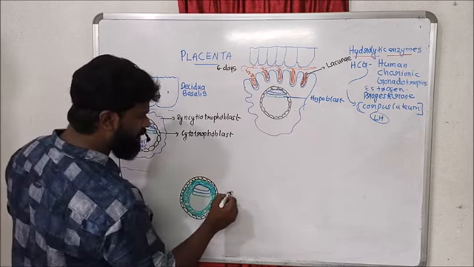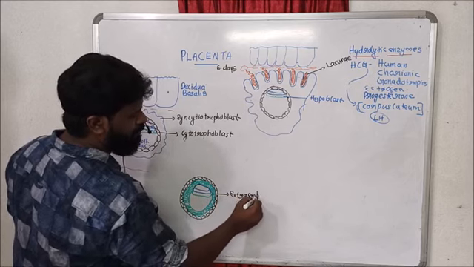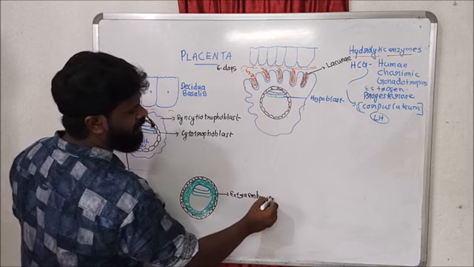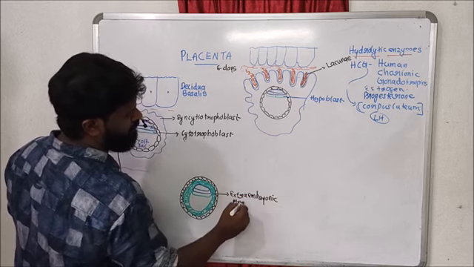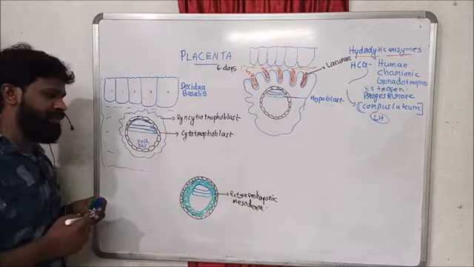This hypoblast produces some tissues inner to the cytotrophoblast, and this newly formed tissue is called the extra embryonic mesoderm. This is the extra embryonic mesoderm.